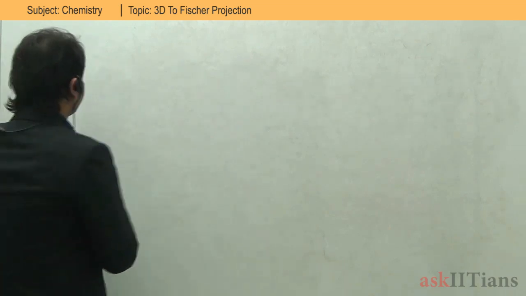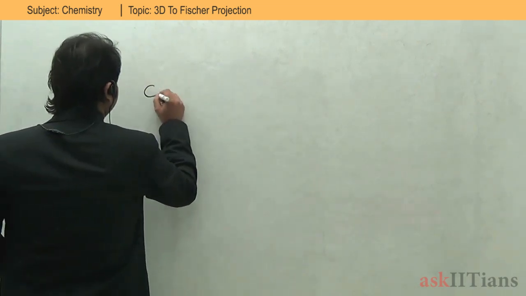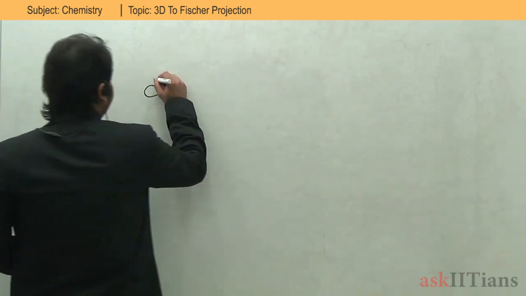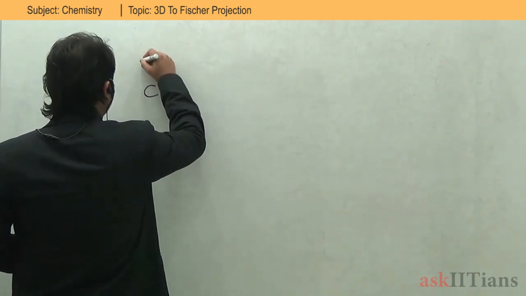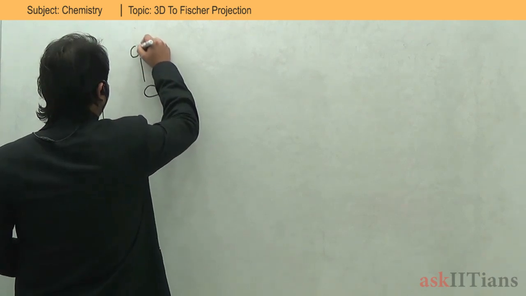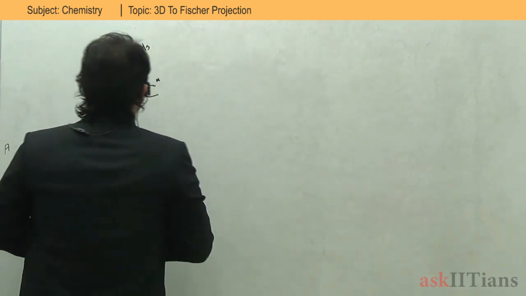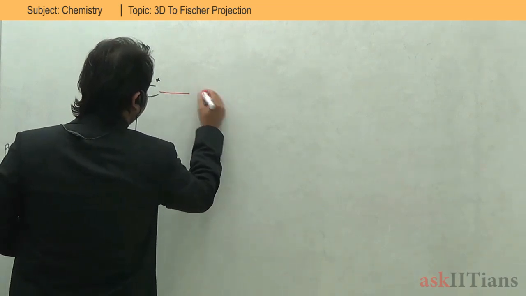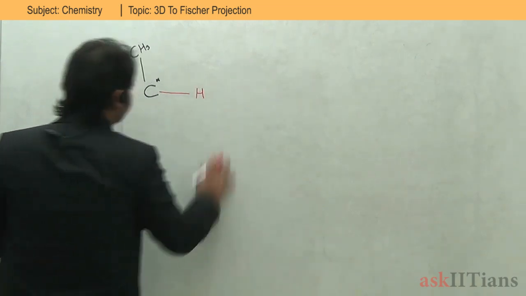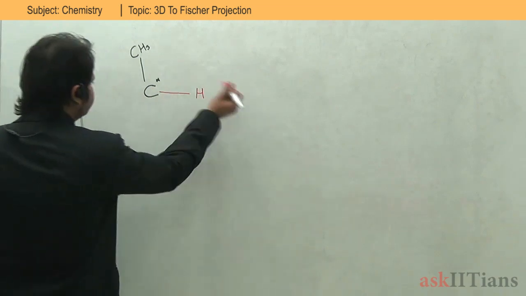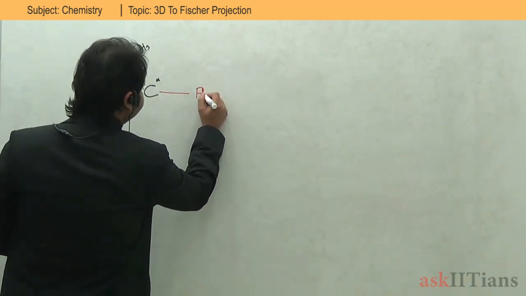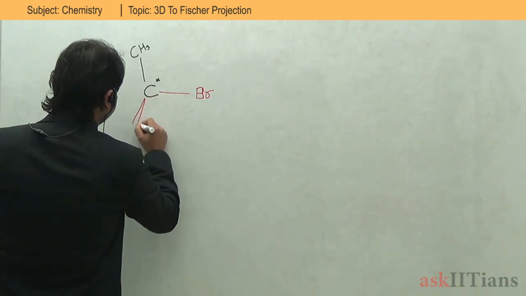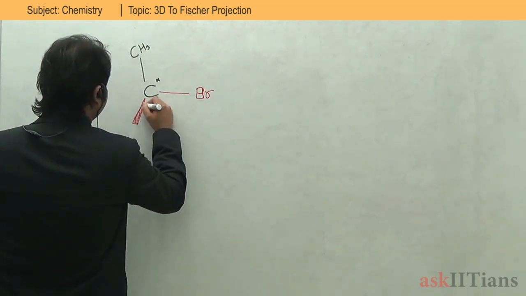For making a 3D I need a chiral carbon, obviously. So I'm having a chiral carbon, and I'm having a plane. Let's say I'm having CH3 over here, in the same plane, and an H over here. Let's say Br over here, at the wedge position. This is a wedge position.